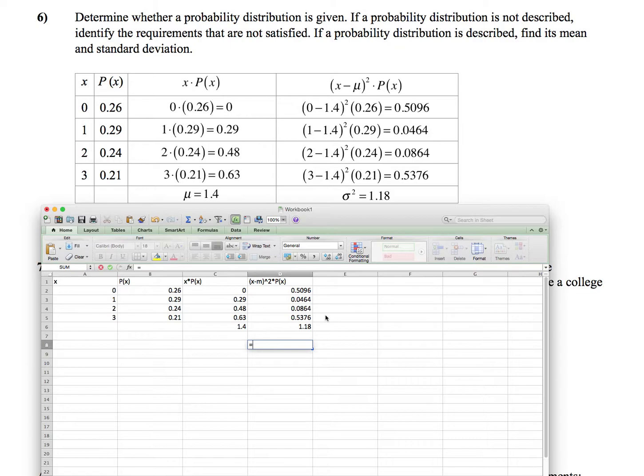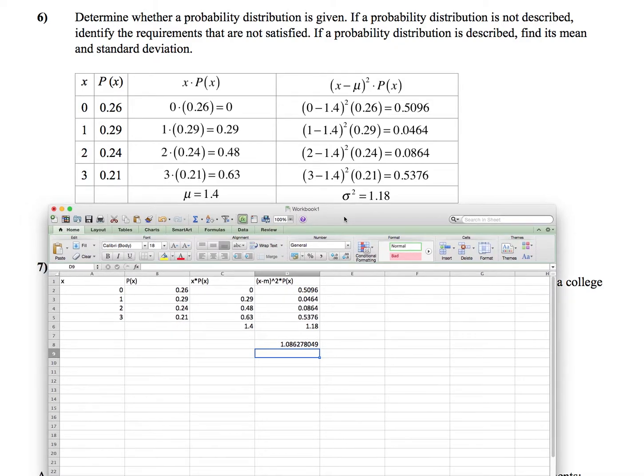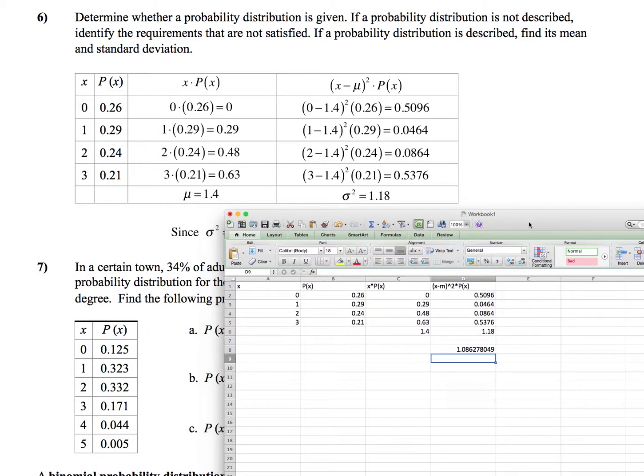And the command for square root in Excel is SQRT. SQRT, square root, left parenthesis. The cell you want the square root of is D6. Close your parentheses, hit enter, and it's 1.086. So just like what we got doing the calculations by hand. All right, so that's how you would answer that question using Excel.